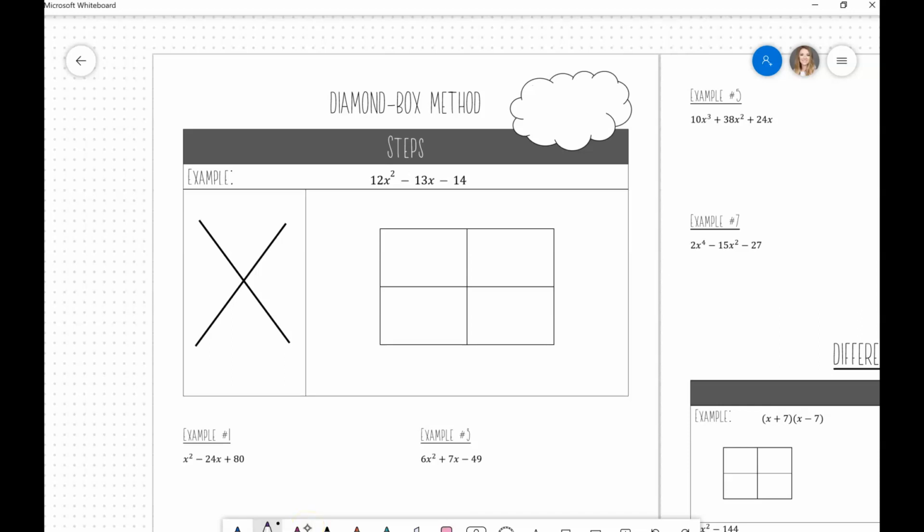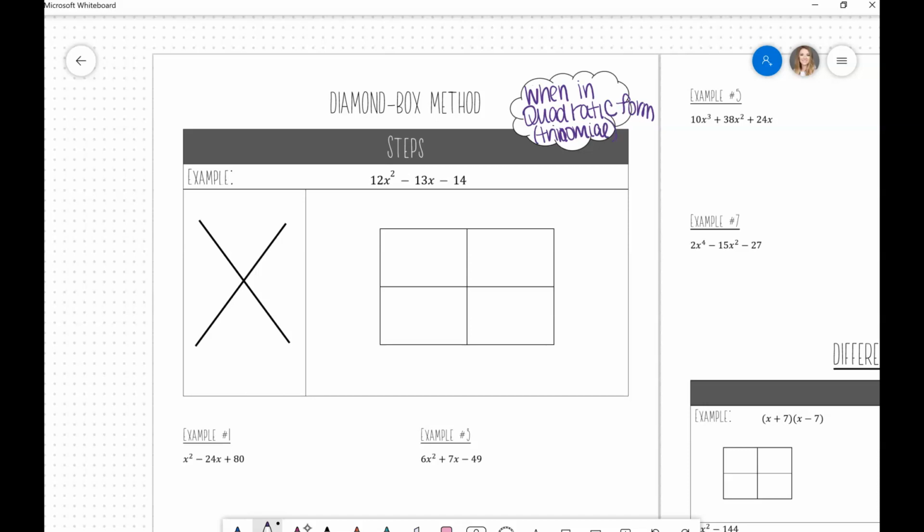Alright, so in this video we are going to review the diamond box method. This method works best when you are dealing with an expression in quadratic form. And I say quadratic form instead of a quadratic because not everything will be a quadratic that we can use this method for, but it will look like it. The other thing to make note of is this will work when we have a trinomial, so 3 terms to our expression.